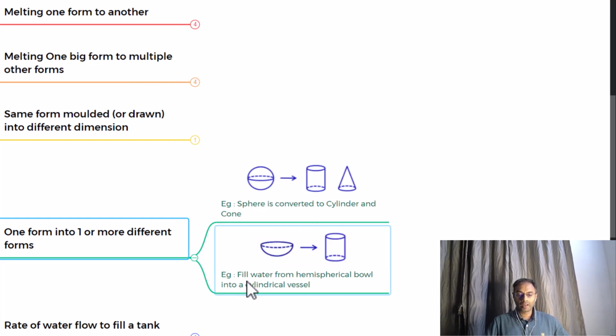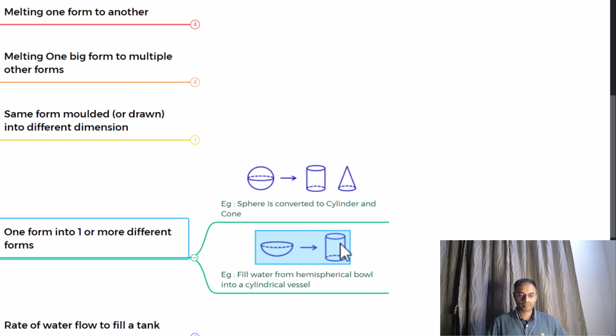Right? And here another example would be wherein you have water filled in this hemisphere, and you pour that into the cylinder. So the question would be, if we completely empty the hemisphere, how much part of the cylinder would be filled with water? So that could be another question.